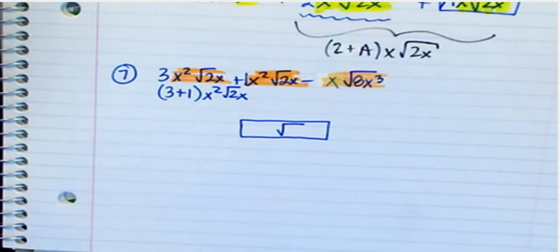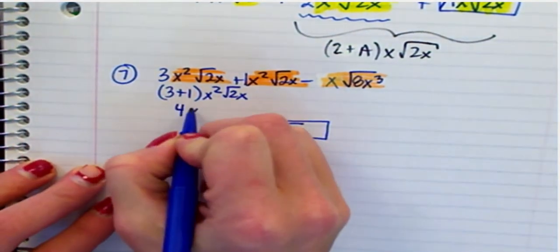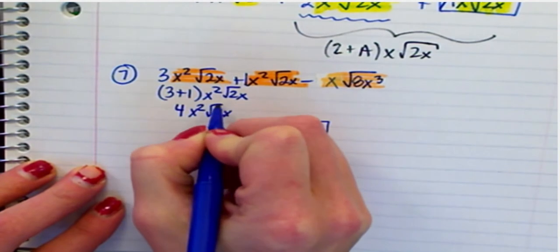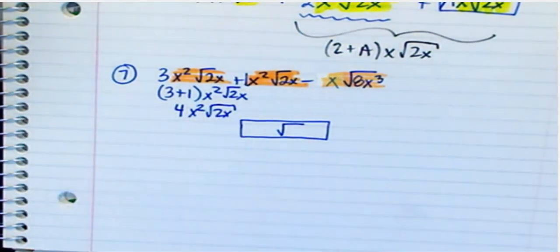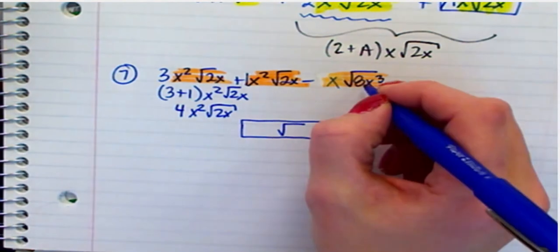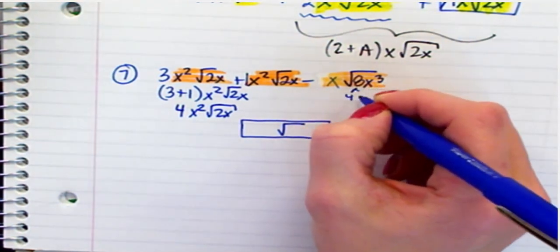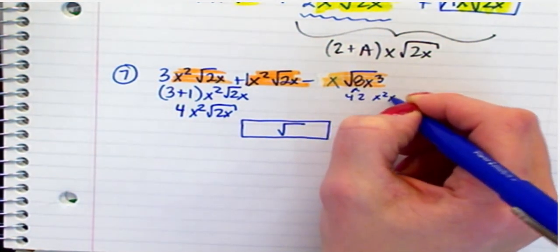Okay, so for the first two radicals, you end up with 4x squared root 2x. And then you look at your third radical, and you're like, it's not a like term. But is your third radical simplified? No. So simplify it. 8 is 4 and 2, and x cubed.